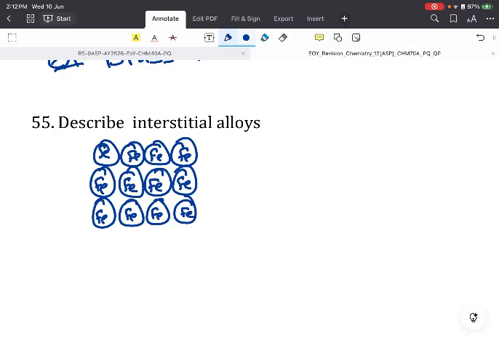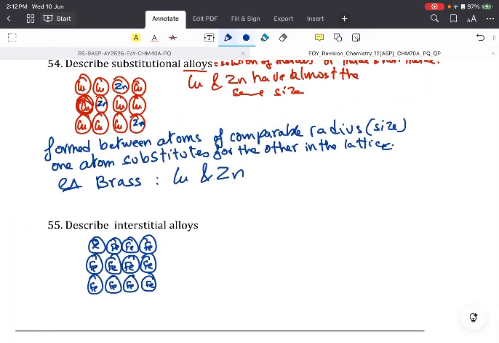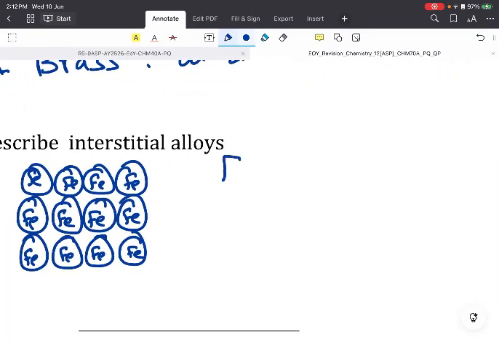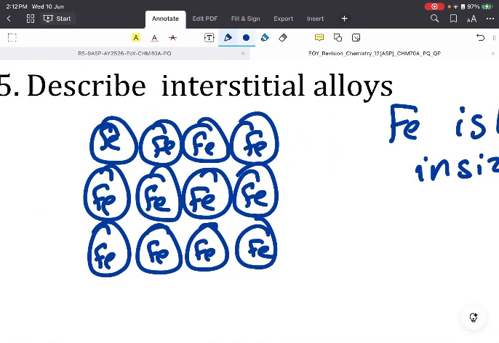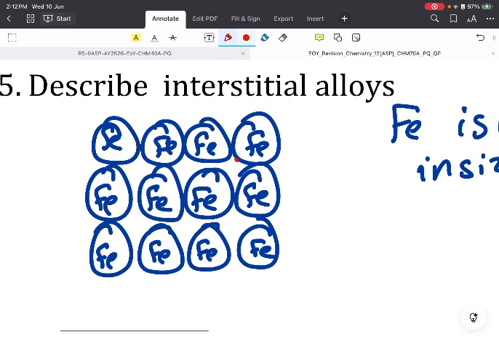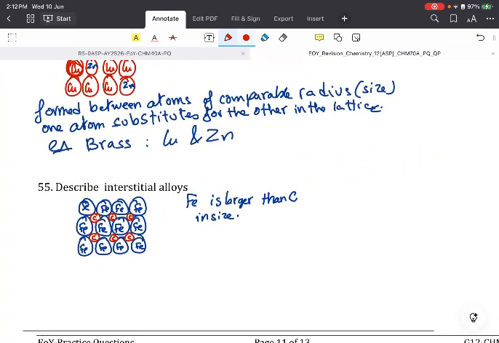Now to make it an alloy, we're going to mix it with carbon. Iron is larger than carbon in size, so carbon cannot come and take the place of iron. What carbon is going to do is fill the holes between the iron atoms. And like this, now I have an interstitial alloy, a mixture of iron and carbon.